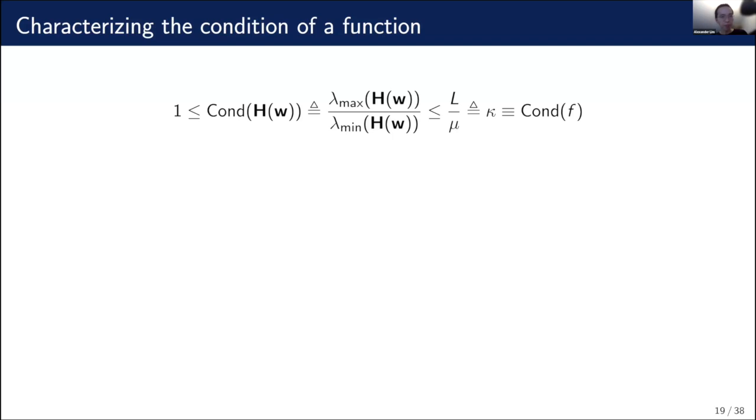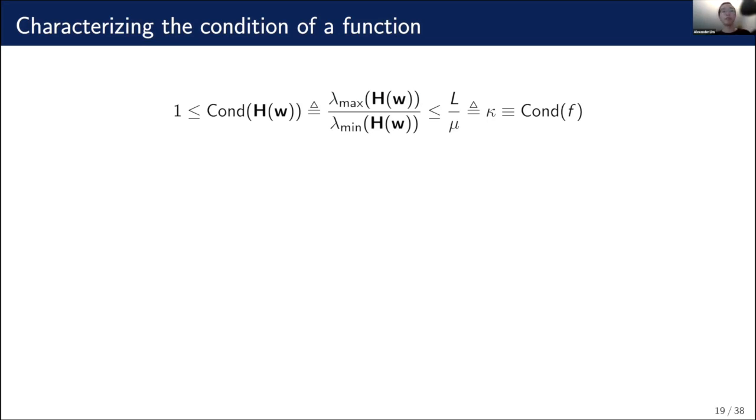Now, before we do that, I need to introduce a notion called condition numbers, characterizing the condition of a function. The condition of a matrix can be characterized as the largest eigenvalue divided by the smallest eigenvalue. If you consider all the Hessians in your function and try to upper bound this, it will give you the condition number of the problem or the function itself. This is what I term kappa.